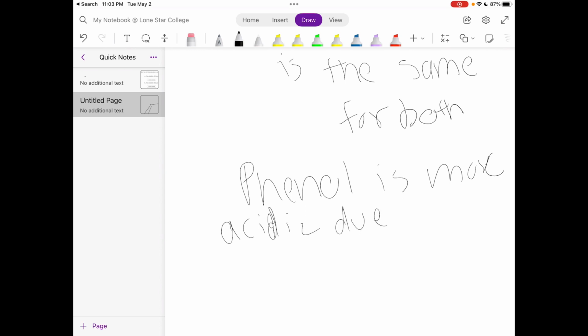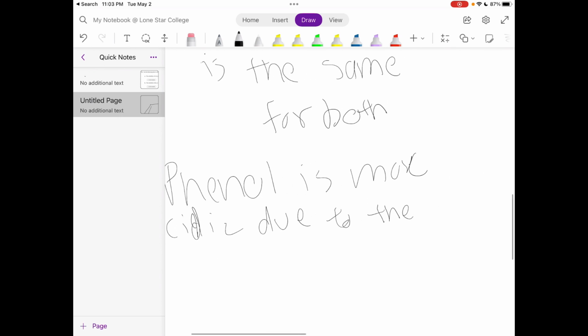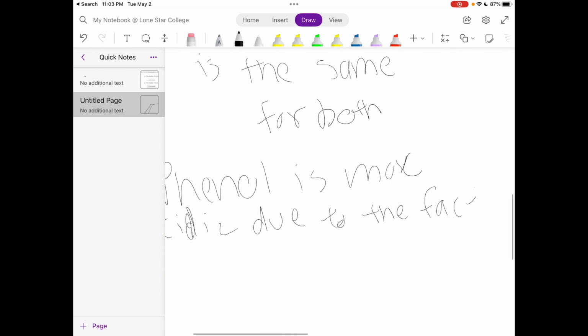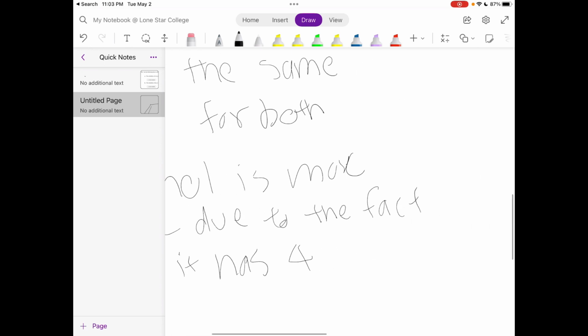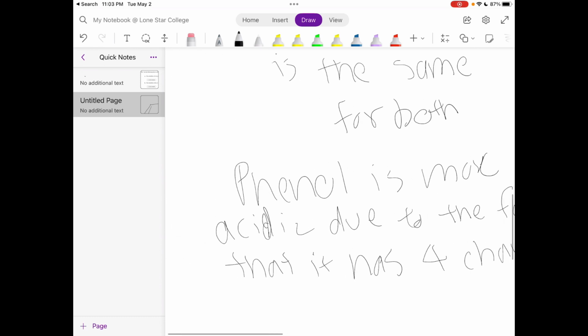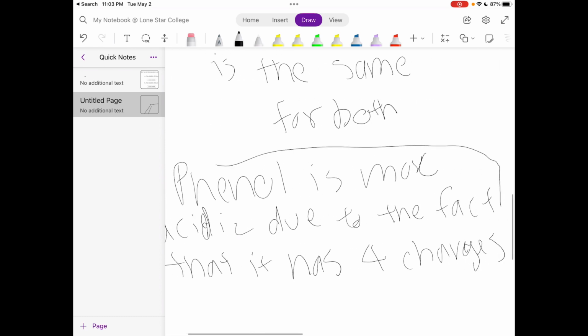Due to the fact that it has 4 charges, because we found that out from the resonance structures, right? This is the answer.